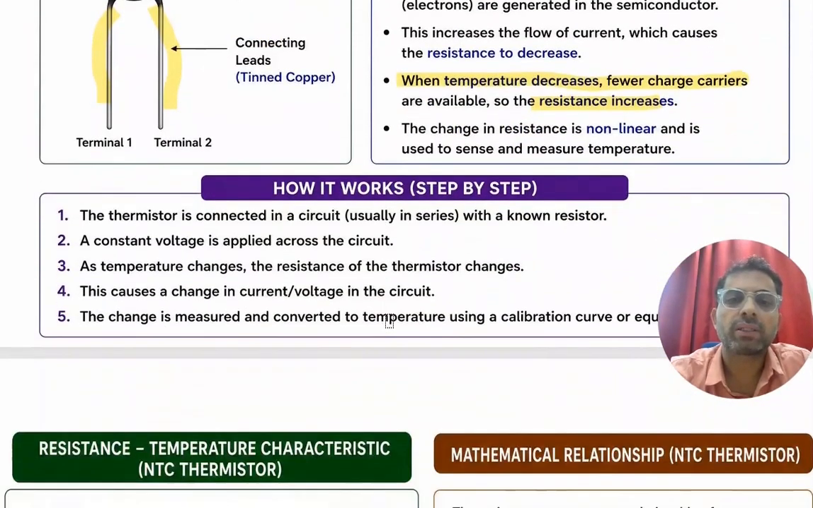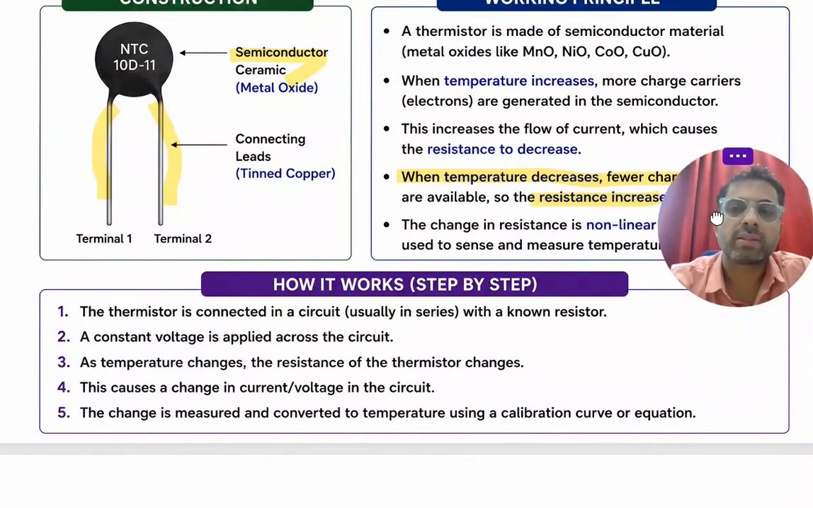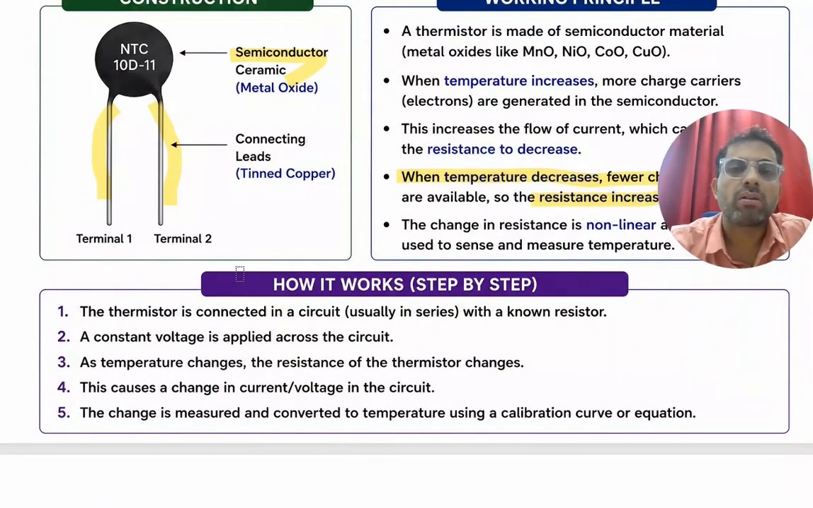Now how does it actually work? It's very important. The thermistor is connected in the circuit. मतलब ये वाला इस काइंड वाला थर्मिस्टर हम क्या करते हैं, जिस सर्किट पे कनेक्ट करते हैं, यूजुअली इन द सीरीज विद द नोन रेजिस्टर. ओके, और वहां पे एक रेजिस्टर होता है, उसकी वैल्यू नोन होती है. A constant voltage is applied across the circuit. As the temperature changes, what will happen? The resistance of the thermistor changes.